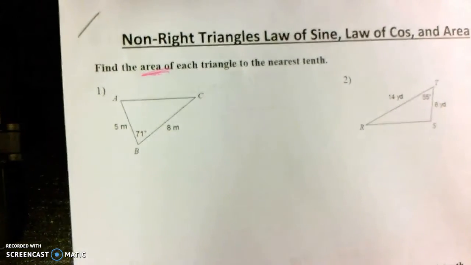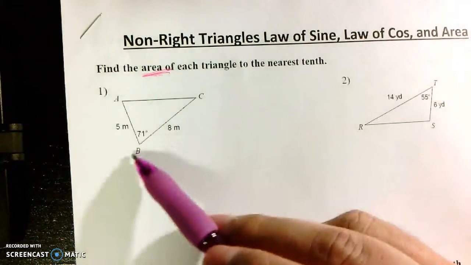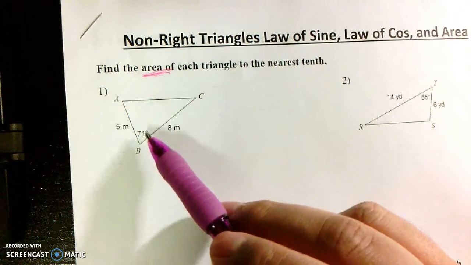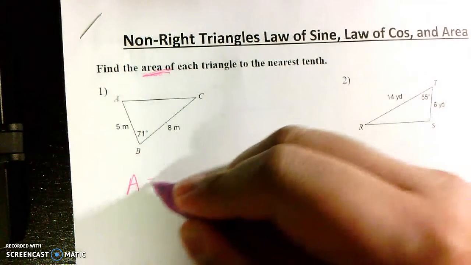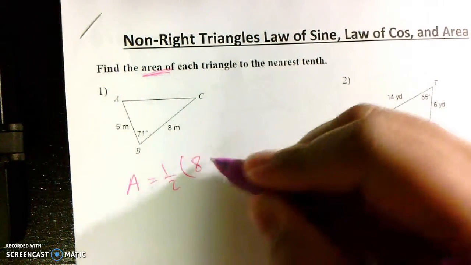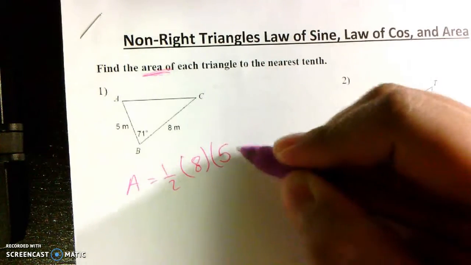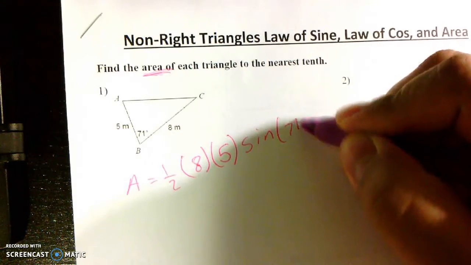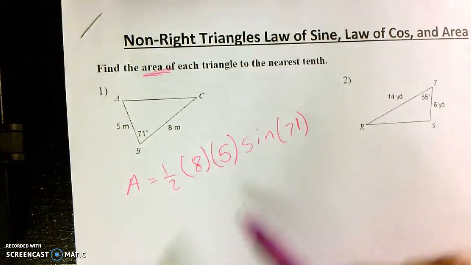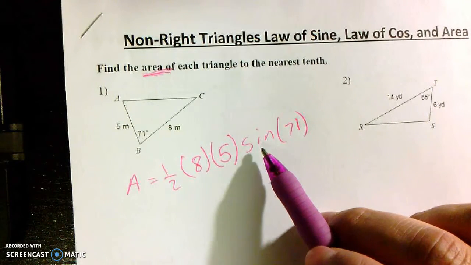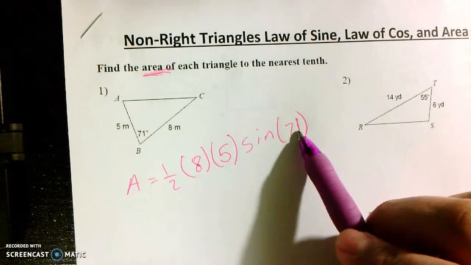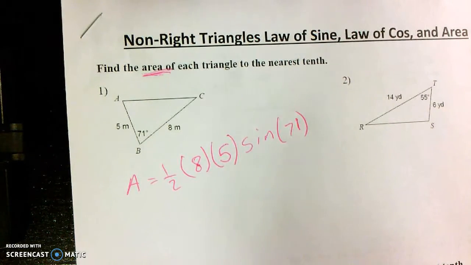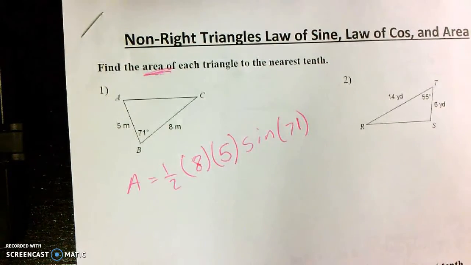I think these are the ones that you guys really, really liked, where you got it set up perfectly because you've got both sides and you know the angle in between, so that's pretty straightforward. You just do 1/2 times the two sides times sine of the angle in between. A couple of things that y'all forget is to put sine, or you forget to check to make sure your calculator matches the mode. So this is degrees, therefore your calculator should be in degrees. So I just check that before you substitute that into the calculator.